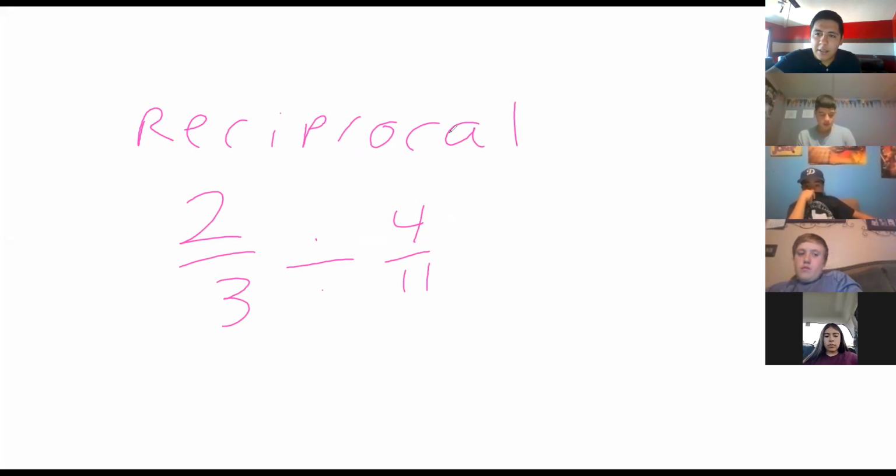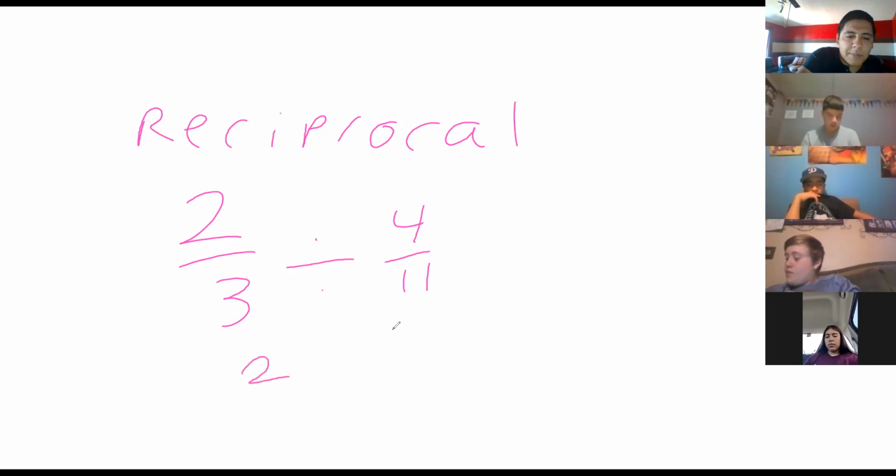So the way I say this is keep, change, flip. I heard that one earlier. Keep, change, flip. We want to turn this into a multiplication problem because what we're doing right now is saying 2 divided by 3 divided by 4 divided by 11. It's kind of crazy if you put it in those terms, right? So we want to turn it into a multiplication problem. And to do that, it's the whole keep, change, flip.